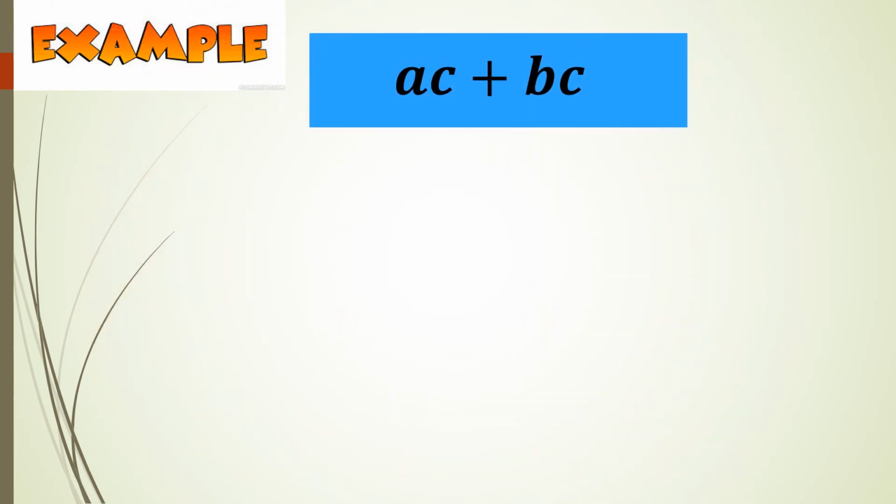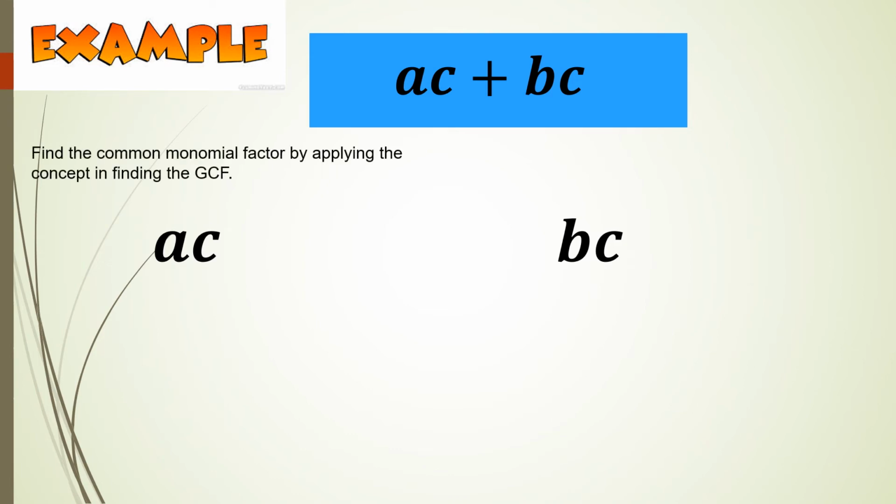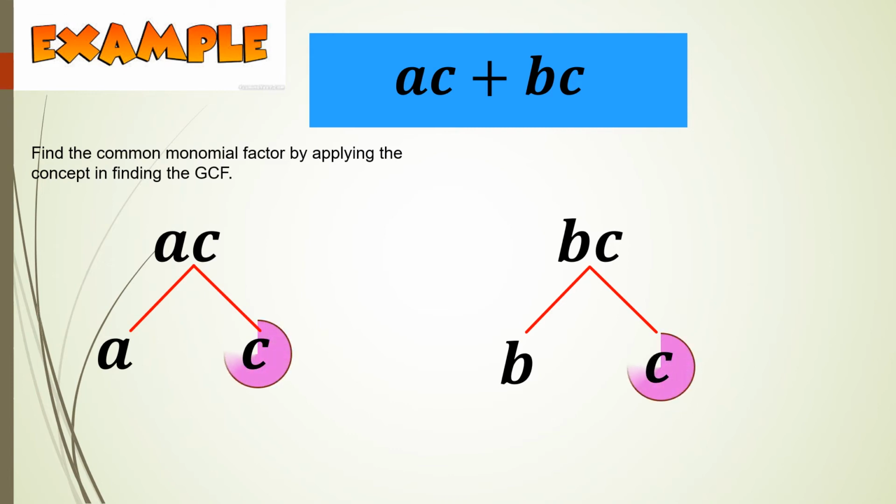For example, we have AC plus BC. We write down the two terms and we're going to find the factors of each term. AC, the factors are A and C, while BC, we have B and C. So the GCF is C.